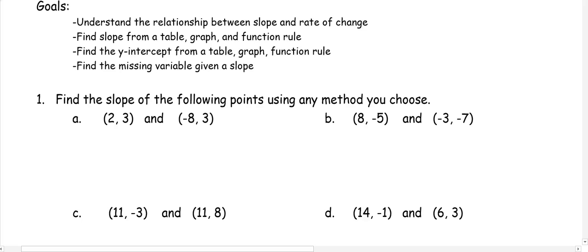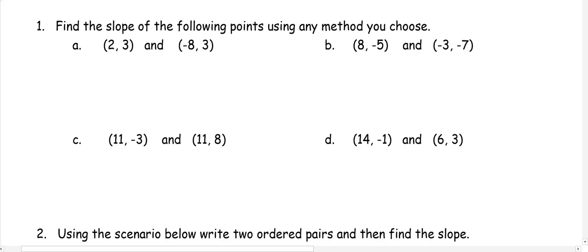This video is about understanding the relationship between slope and rate of change, finding slope from a table, graph, or function rule, finding the y-intercept from a table, graph, or function rule, and finding the missing variable given a slope. So in the first part, we're going to find the slope given 2 points.